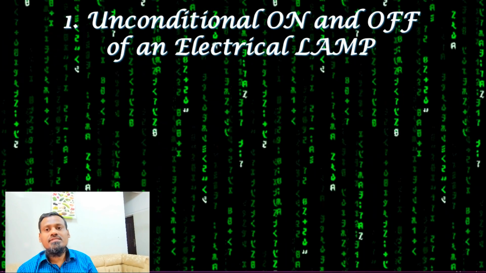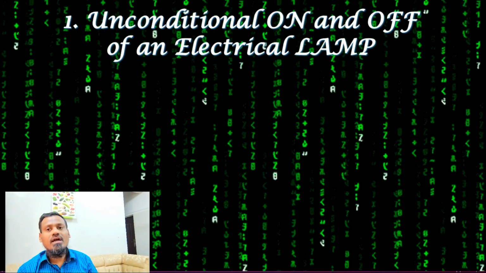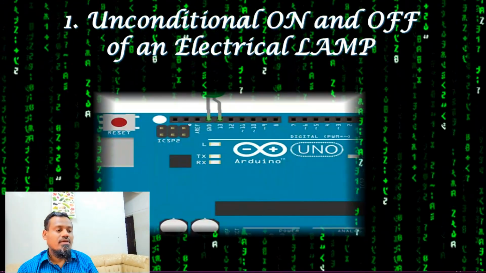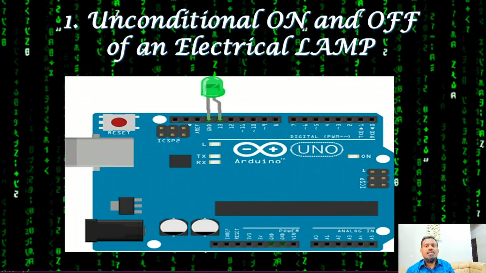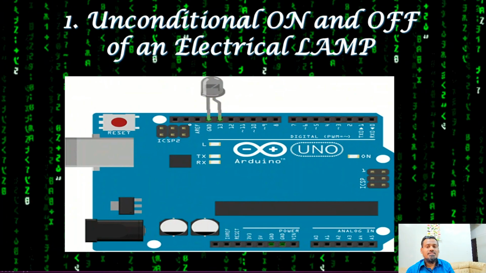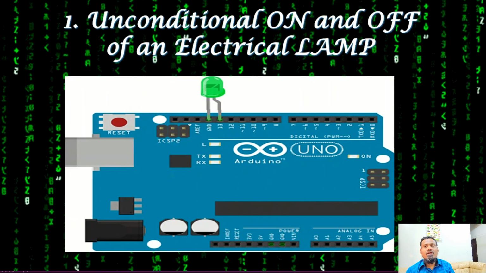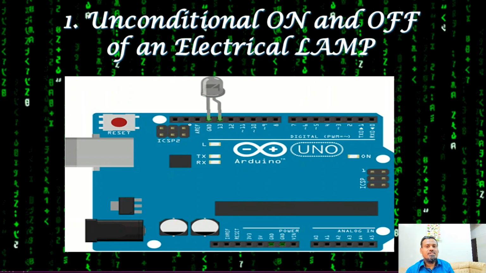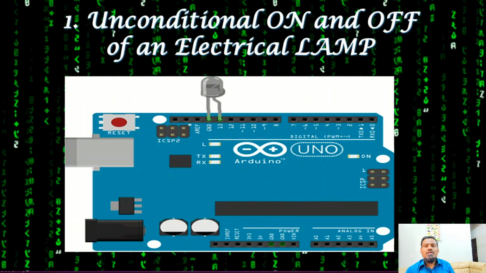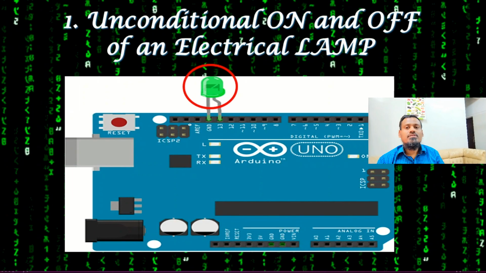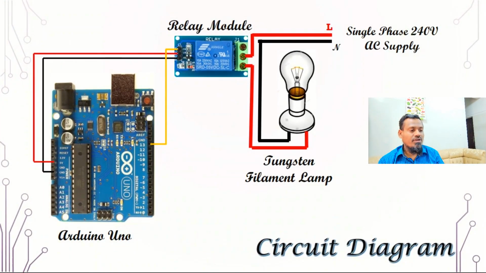All these categories of controllability we are going to see with the usage of the Arduino microcontroller. Arduino has many variants. The one you are seeing here is the Uno board. As it is named unconditional control, we are not going to use any sensors here. We are just going to keep time as the reference parameter to switch the lamp on and off. The circuit diagram for that is given here.